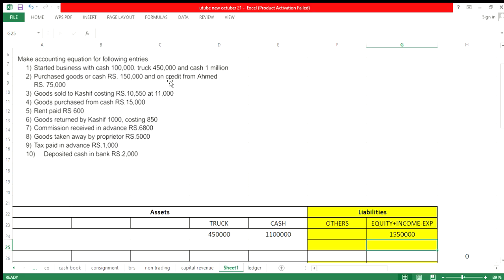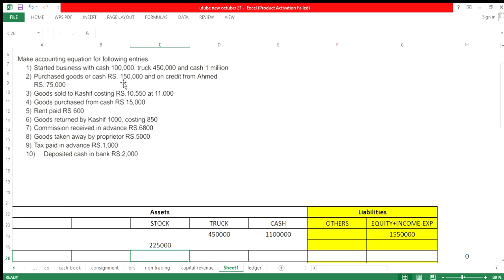Purchase goods for cash and on credit. So there are two different types of commodities we are buying, 150 and 75,000. Since both are your goods, you can write stock, commodities, inventories, whatever name you want. So there are two types of commodities. Goods of 150,000 you have bought and goods of 75,000 you have bought. These are two different categories of goods, but actually they are goods. So for half part you have paid, and for the other half you have bought these commodities on credit.